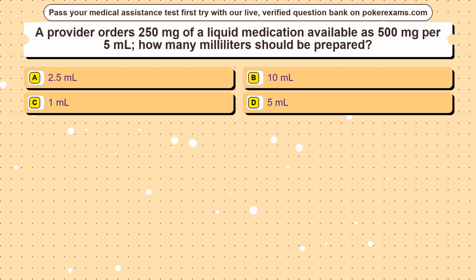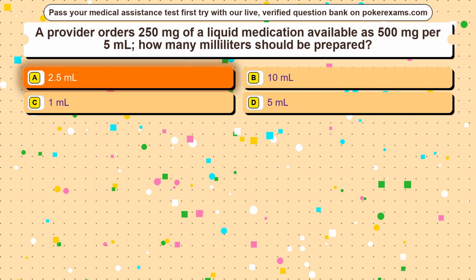Question 38. A provider orders 250 mg of a liquid medication available as 500 mg per 5 ml. How many milliliters should be prepared? Option A. 2.5 ml. Option B. 10 ml. Option C. 1 ml. Option D. 5 ml. The correct answer is option A.